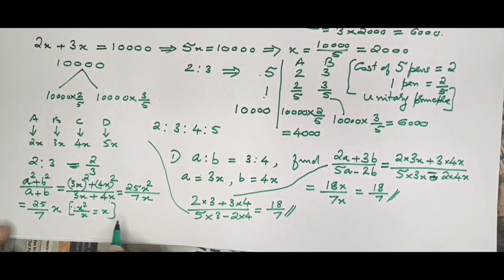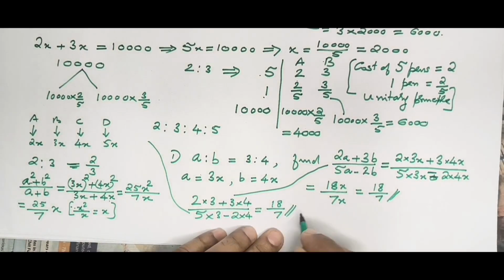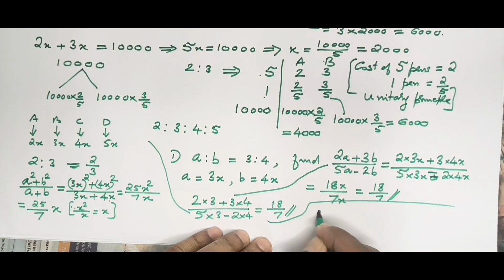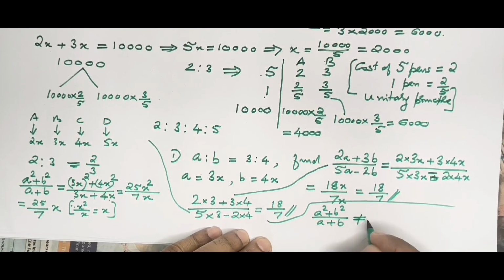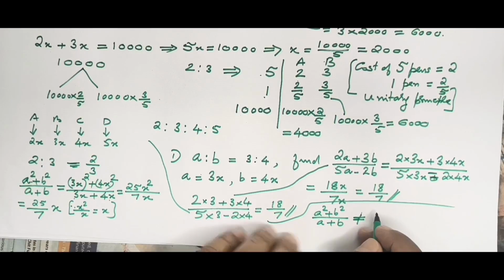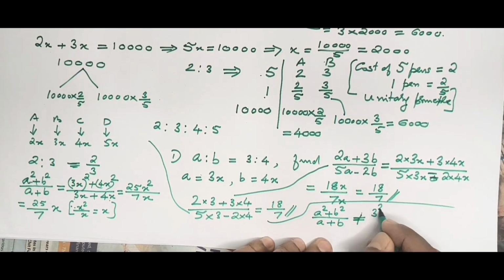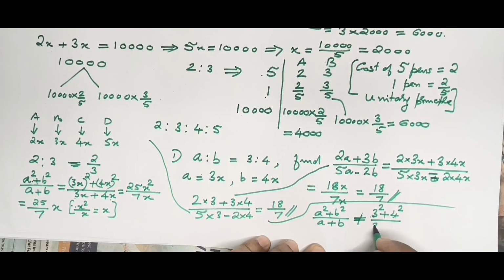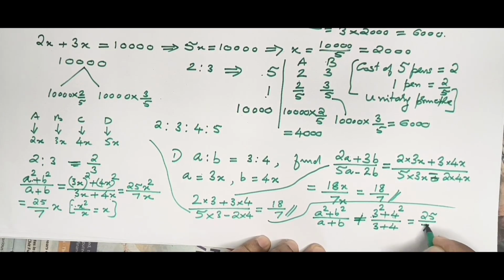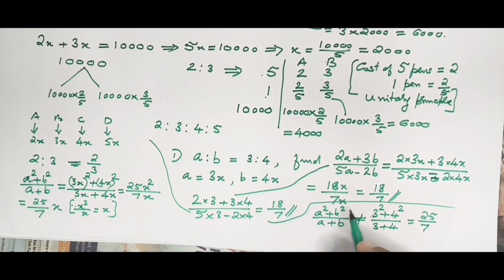You will be getting, so let me write it here. If you're doing it that way, a square plus b square over a plus b, actually this is wrong. So let me put, this is not equal to 3 squared plus 4 squared. These are just two possible values of a and b, and the denominator will be 3 plus 4. On simplifying, you get it as 25 by 7, which is wrong. So never do that in this case.